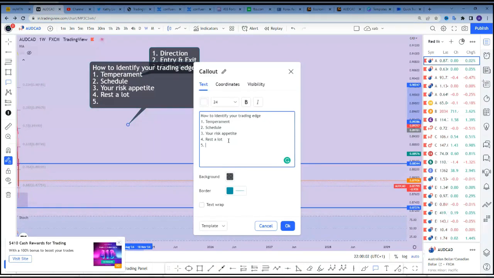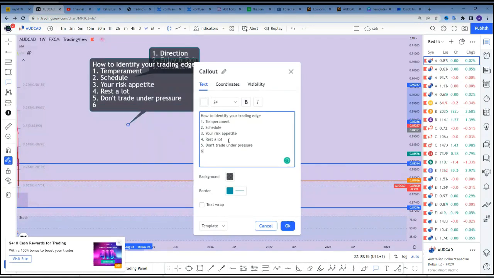Then the number 5 thing that we're going to be talking about when it comes to trading edge is this: don't trade on borrowed funds. Don't trade under pressure. Now, this may sound funny to some people, but in reality, it will help some of you on this call tonight.